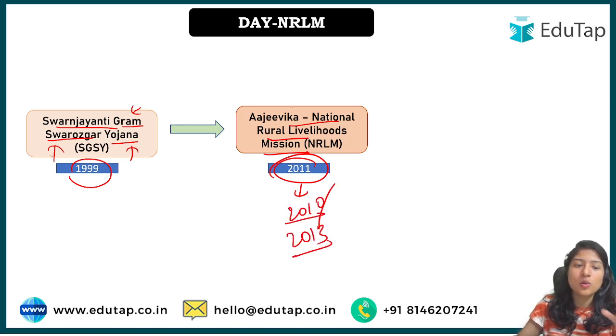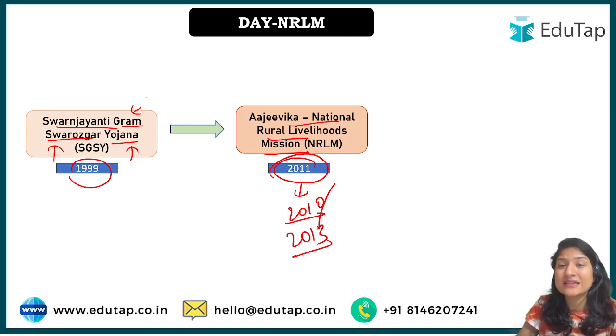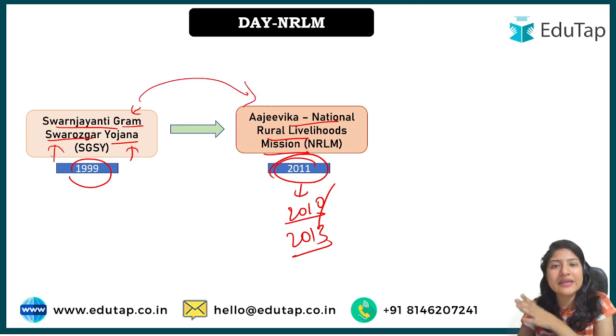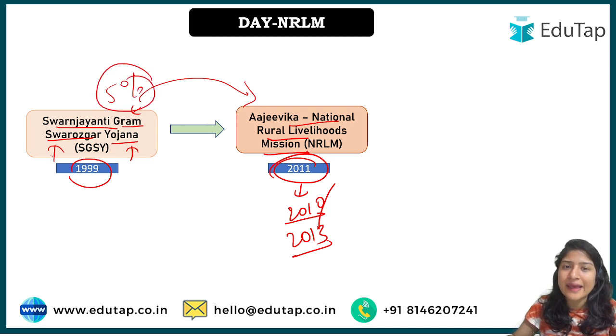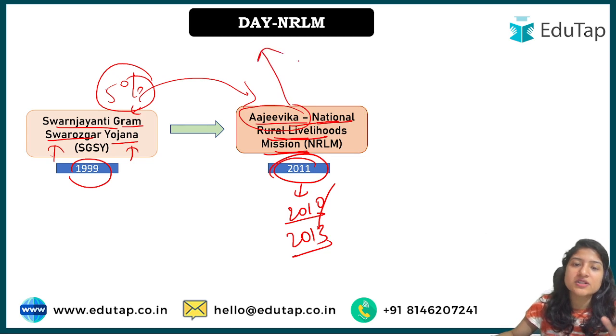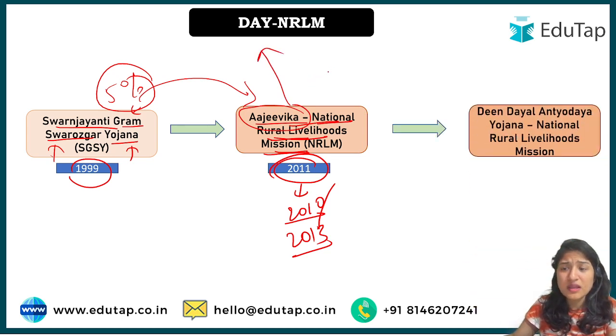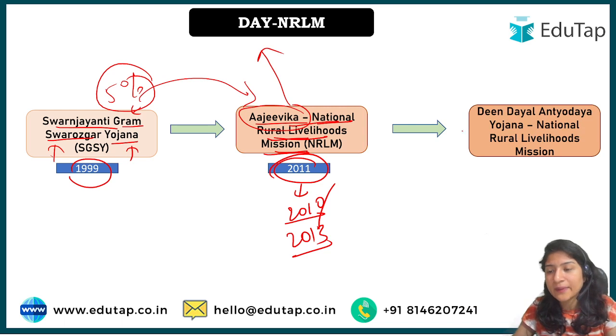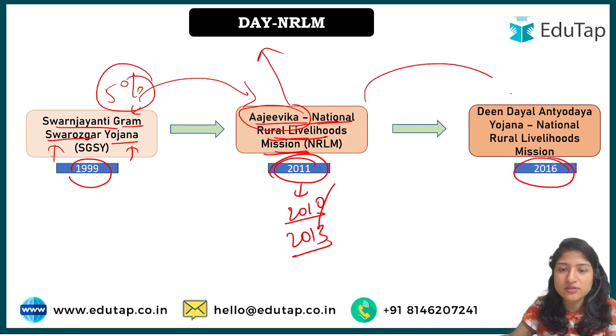Basically, initially there was the scheme Swarna Jayanti Gram Swarojgar Yojana. That particular scheme was different. A lot of mandates were changed, a lot of restructuring happened, and then a completely new scheme, which maybe had 5% of the previous aim but 95% new objectives, was launched, known as Aajeevika National Rural Livelihood Mission, right? After that this name was changed, so Aajeevika was changed to DAY, that is Deen Dayal Antyodaya Yojana. And that happened somewhere in 2016.